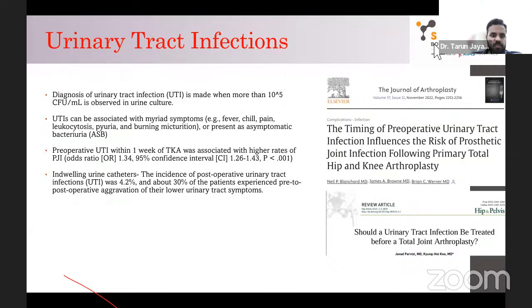These papers have also noted that preoperative UTI within 1 week of TKR is associated with a higher incidence of prosthetic joint infection. And also they found that indwelling urinary catheters should be avoided.